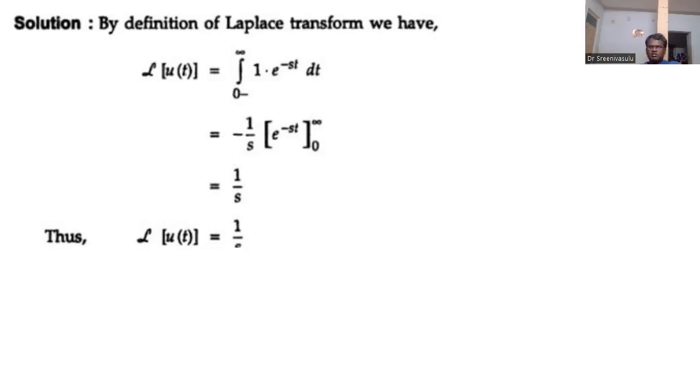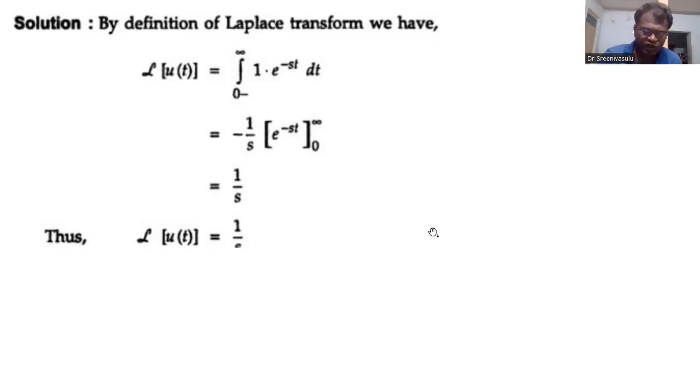What is the s? S is sigma plus j omega. So sigma plus j omega is greater than 0. After comparing this real part and imaginary part, omega is anyway 0. Only if we see this real part of s, real part of s is greater than 0. So what is the real part of s is greater than 0? That is nothing but sigma is greater than 0.